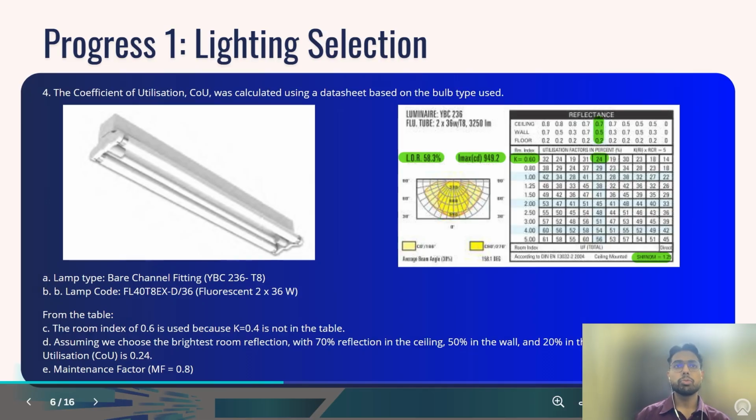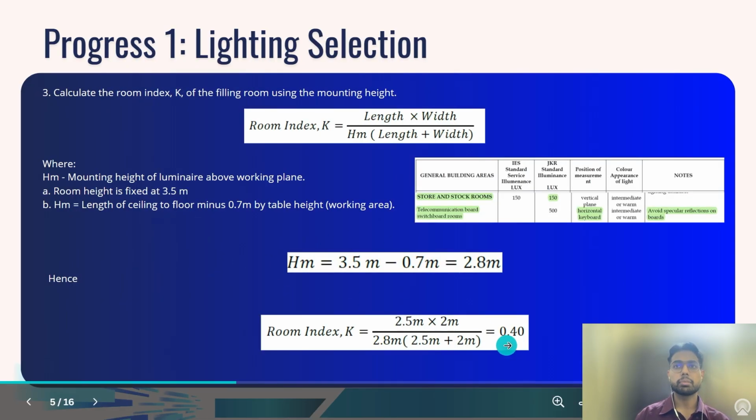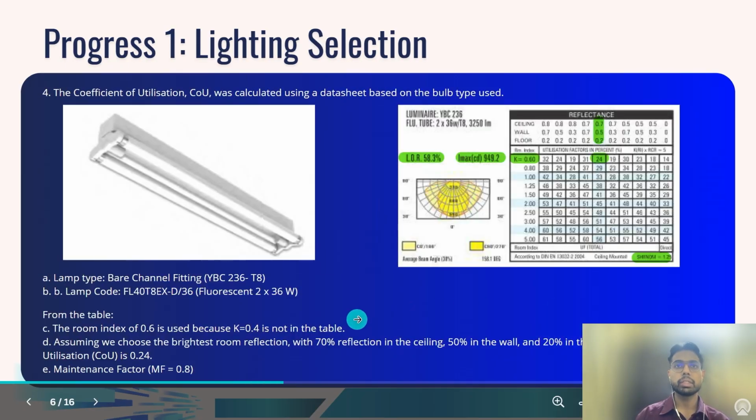And from the table, the room index chosen was about 0.6, because the K of 0.4 is not in the table. When we calculated earlier, we got a room index of about 0.40, but it's not in the data sheet. So we take the nearest value, which in this case is 0.6.